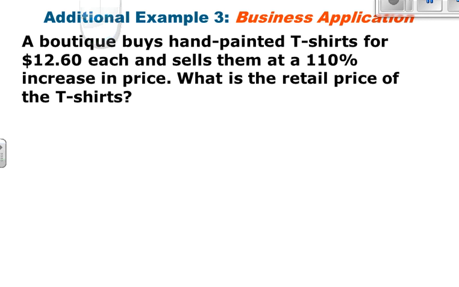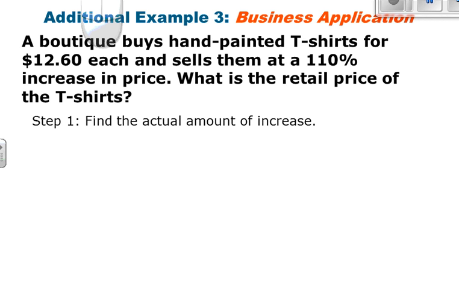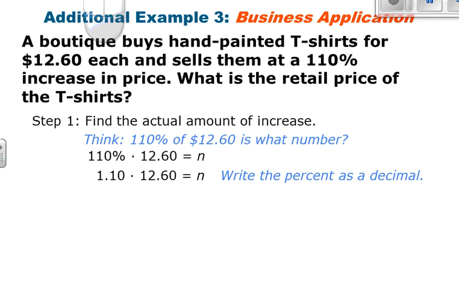A boutique buys hand-printed t-shirts for $12.60 each. They sell them at a 110% increase in price. What is the retail price of the t-shirt? So a business made these t-shirts for $12.60 and now they're turning around and reselling them. And so we're going to do the same thing, but instead of a discount, we want to know the amount of increase. So it's the same principle as the discount. We multiply the two to get the actual amount.